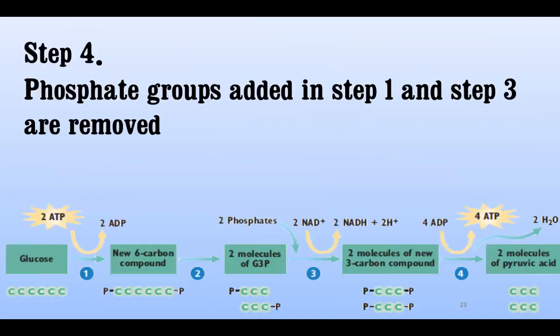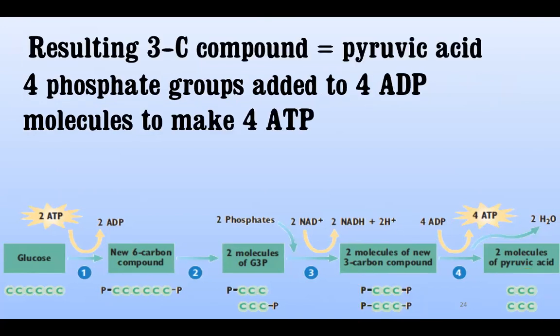And the last step, all 4 phosphate groups that have been added are going to come off, and they're going to be added to 4 molecules of ADP, forming 4 molecules of ATP. What you're left with at the end is 2 molecules of pyruvic acid. You also release a couple of water molecules as well. So the phosphate groups that you added in step 1 and step 3 are removed. That 3-carbon compound at the end is pyruvic acid.